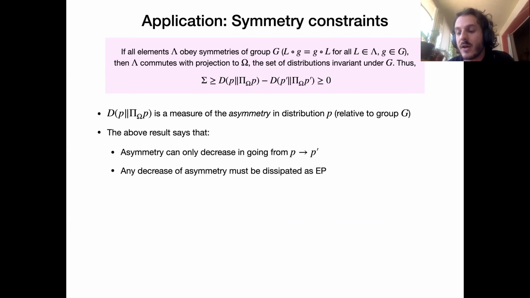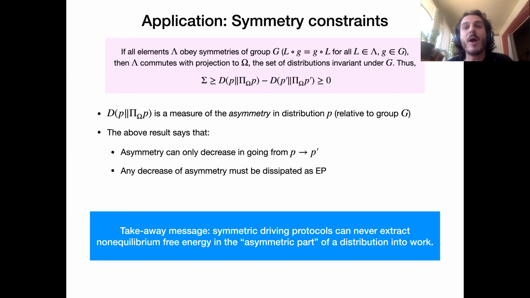And this is a kind of irreversibility result, right? It says what kind of transformations are even possible at all: those in which asymmetry decreases. It also says any decrease of asymmetry has to be dissipated as entropy production. So a takeaway message here, if there's a simple one, is that symmetric driving protocols could never extract non-equilibrium free energy that's in the asymmetric part of a probability distribution, so to speak.